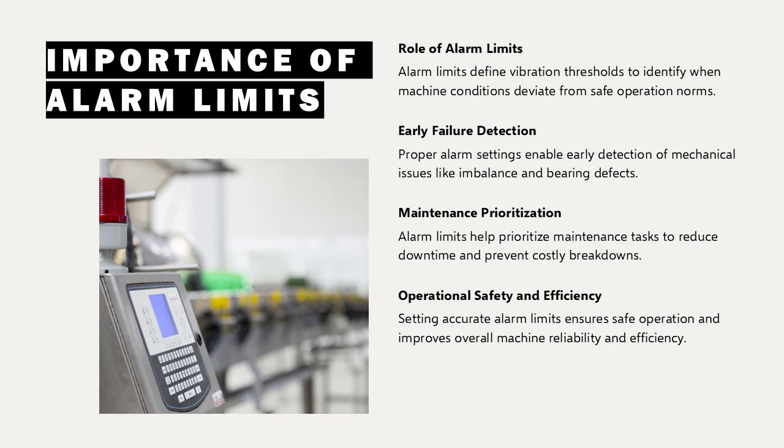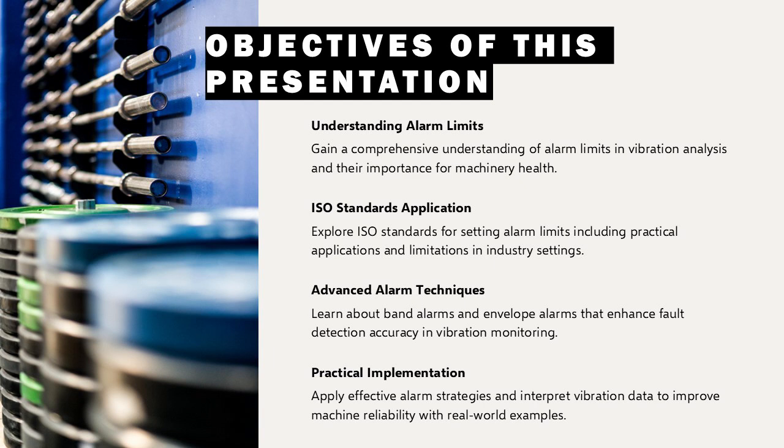Alarm limits also help prioritize maintenance actions, ensuring resources are allocated efficiently. Without these limits, organizations risk operating machinery under unsafe conditions, leading to increased repair costs and production losses. Understanding how to set and interpret these alarms is essential for any vibration analyst aiming to maintain reliability and operational efficiency. This presentation aims to provide a comprehensive understanding of alarm limits in vibration analysis.